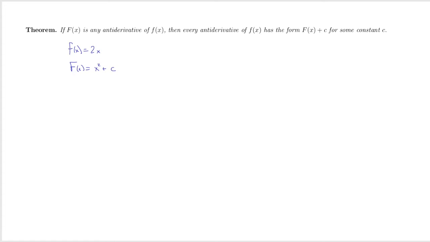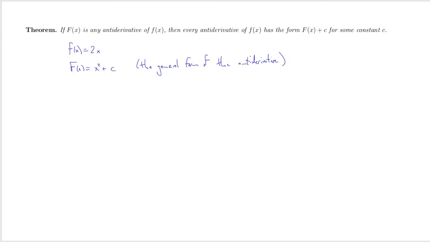Looking again at our example, f of x is equal to 2x. Capital F of x equals x squared plus c, where c is any arbitrary real number, is what's called the general form of the antiderivative of the function 2x.